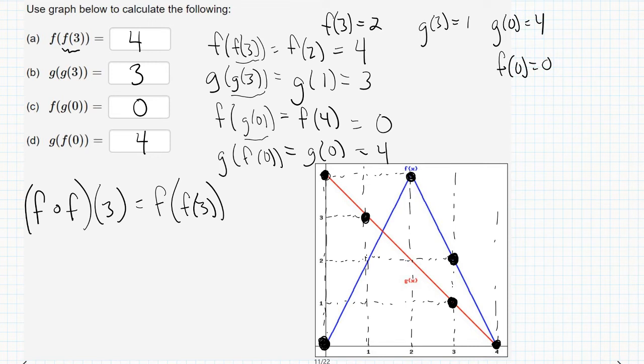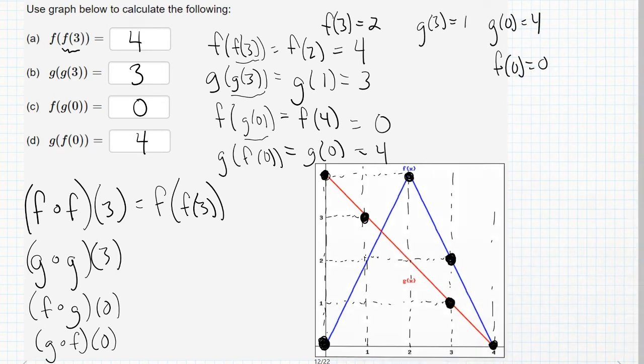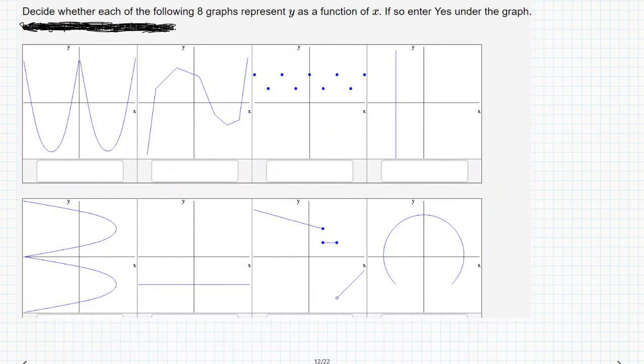Questions on that one? So you're seeing how to use a graph, you're seeing composition of functions. So basically A, B, C, and D too. You could have said B was g composed with g of 3. Make sure you're just familiar with this notation as well: f composed with g of 0 and g composed with f of 0. Okay. Alright, moving forward then.